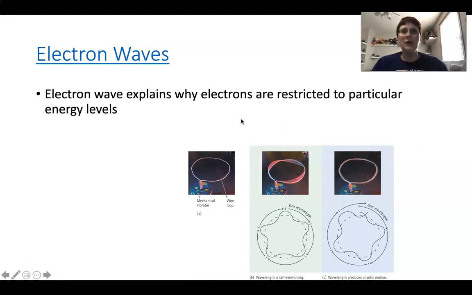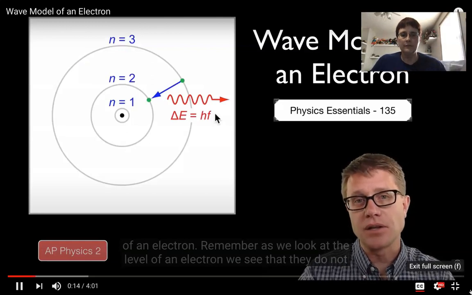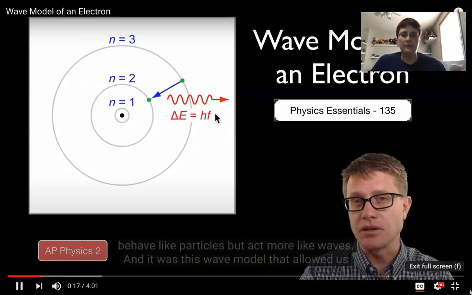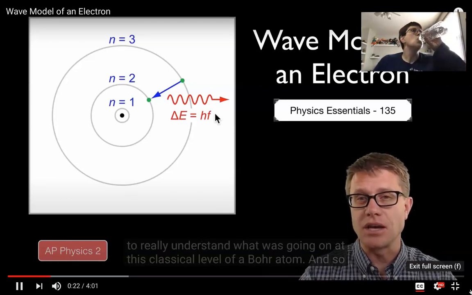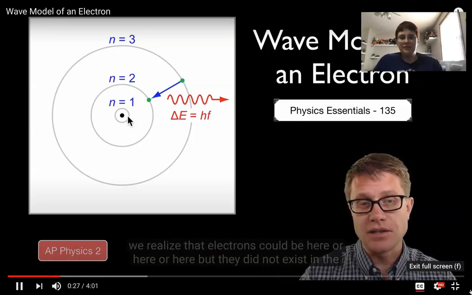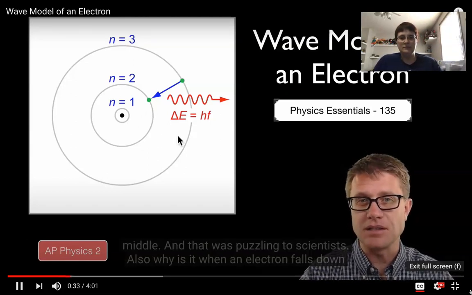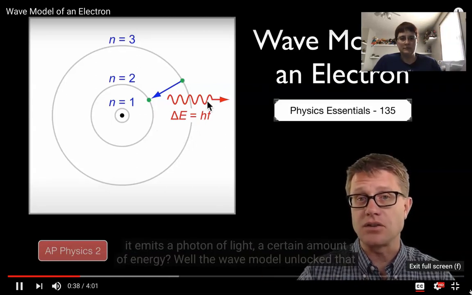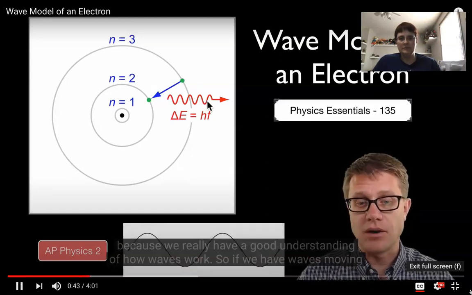So let's see if I can get the video. It's on the wave model of an electron. Remember, as we look at the level of an electron, we see that they don't behave like particles, but act more like waves. And it was this wave model that allowed us to really understand what was going on at this classical level of a Bohr atom. And so we realized that electrons could be here or here or here, but they didn't exist in the middle, and that was puzzling to scientists. Also, why is it when an electron falls down, it emits a photon of light, this certain amount of energy? Well, the wave model unlocked that because we've really got a good understanding of how waves work.